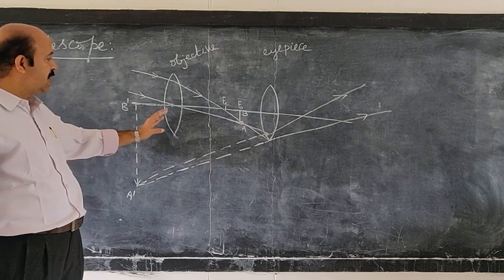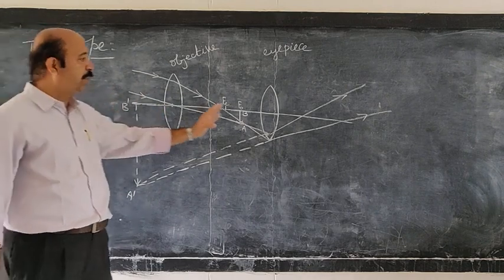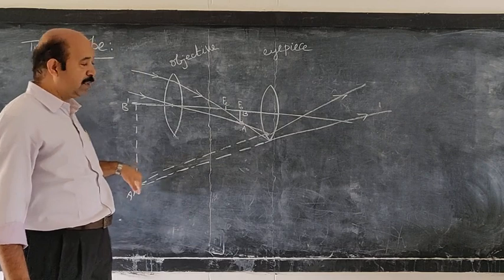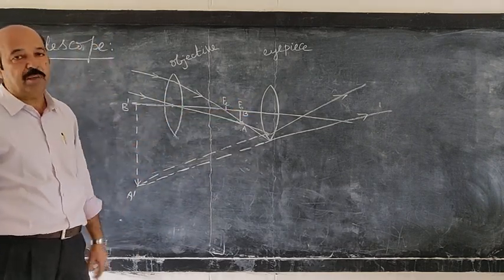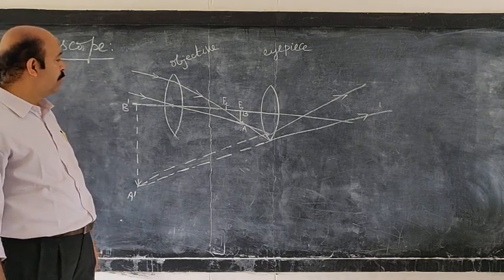Objective lens is the lens kept towards the object. Eyepiece is the lens through which we see the final image. The distance between the lenses can be adjusted with the help of a screw arrangement.